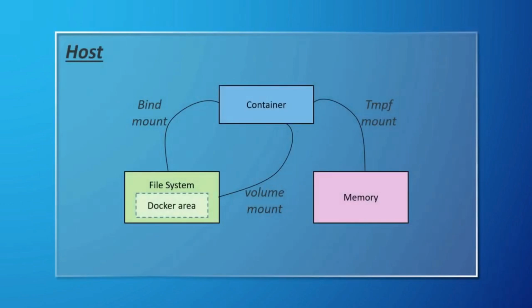Now here's a diagram that illustrates how each of these storage approaches relate to the host. We have a bind mount, a volume, and a tmpfs mount. The bind mount connects a container to a directory on the file system of the Docker host. Next, we have a volume that connects the container to a directory in a specific area of the host machine. Note that this Docker area is surrounded by a dashed box to signal that it's only accessible by the Docker engine and its processes. And finally, we have a tmpfs mount that connects the memory of the host machine to the container.